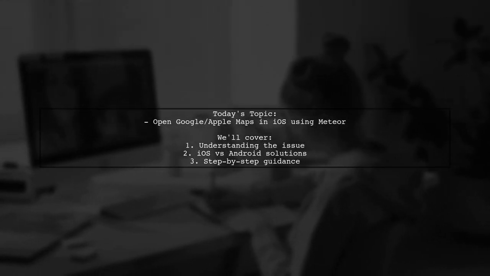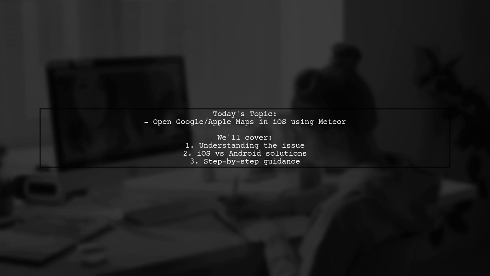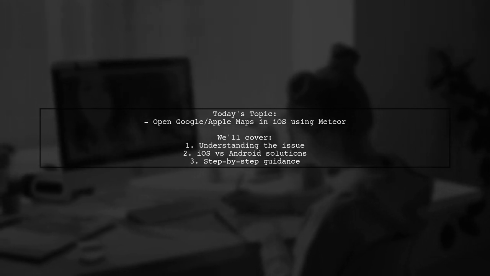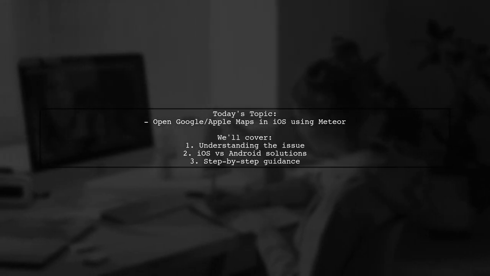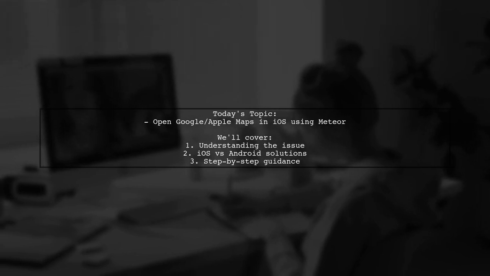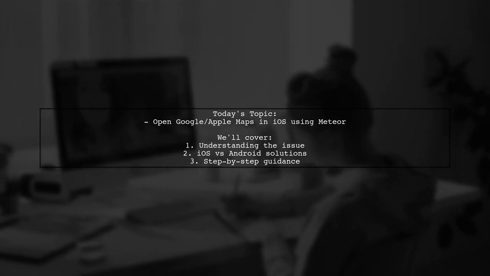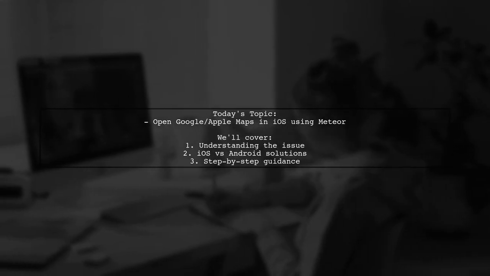Today, we're tackling a question that many developers encounter when working with mobile applications. Our viewer is looking to open Google or Apple Maps on iOS using Meteor.js. They mentioned that while they successfully used a specific code for Android, it doesn't work the same way on iOS. Let's dive into this challenge and explore how to make it work.